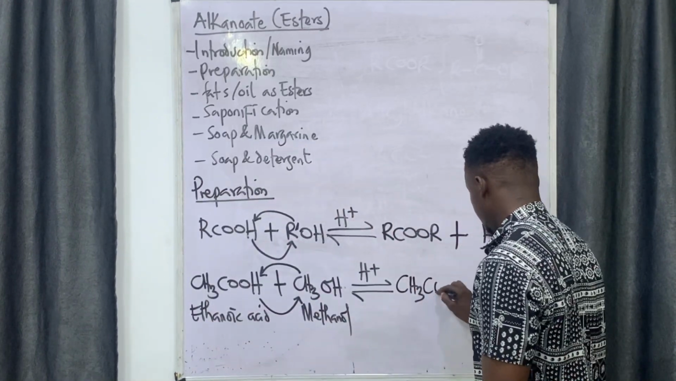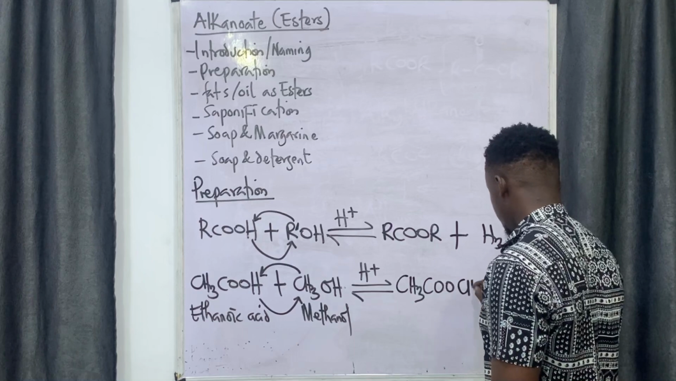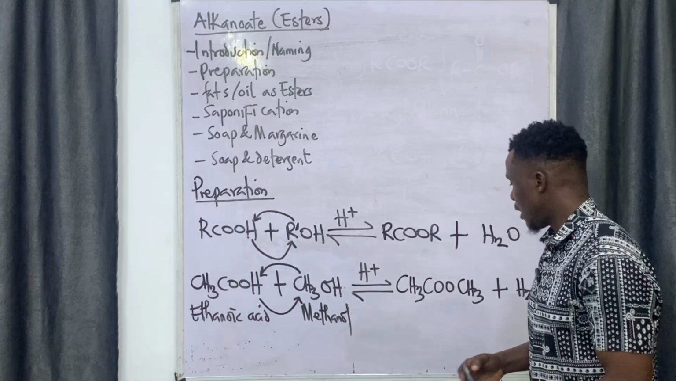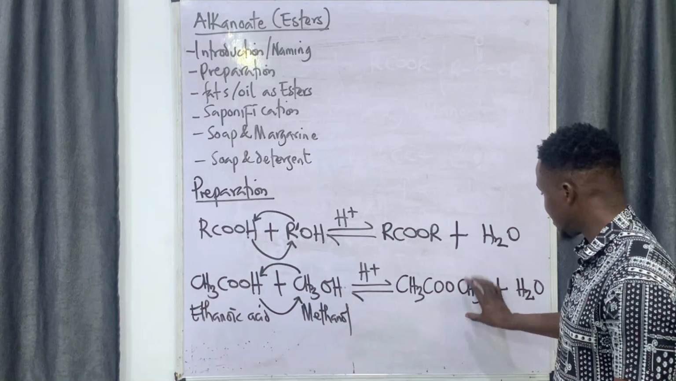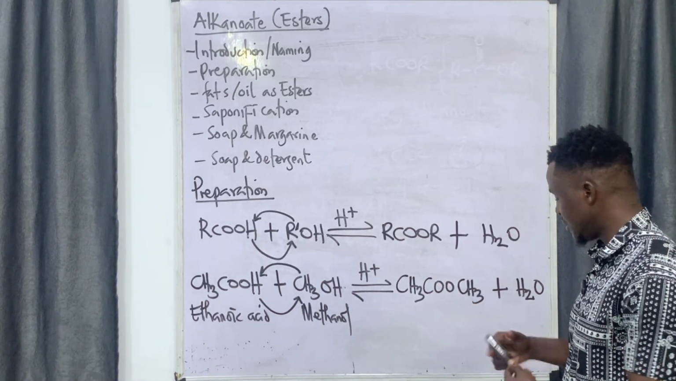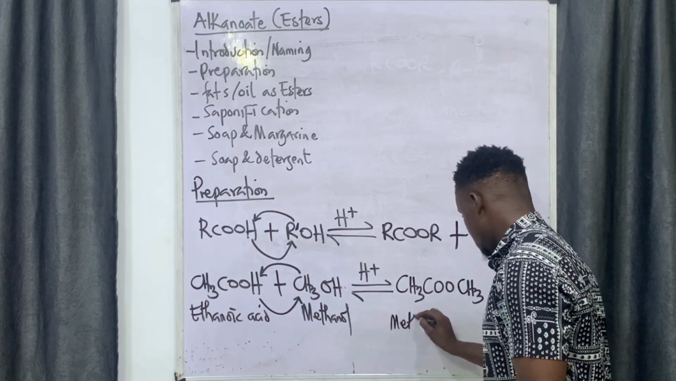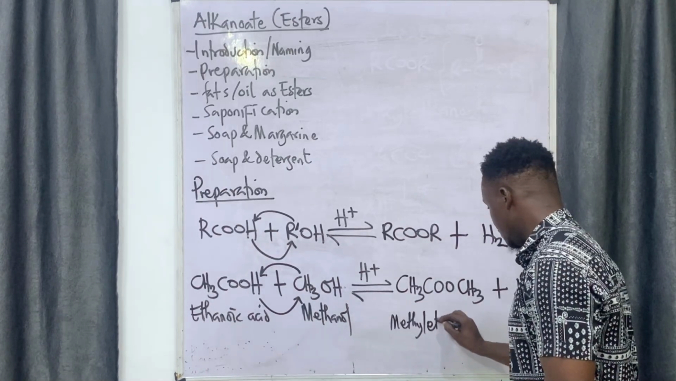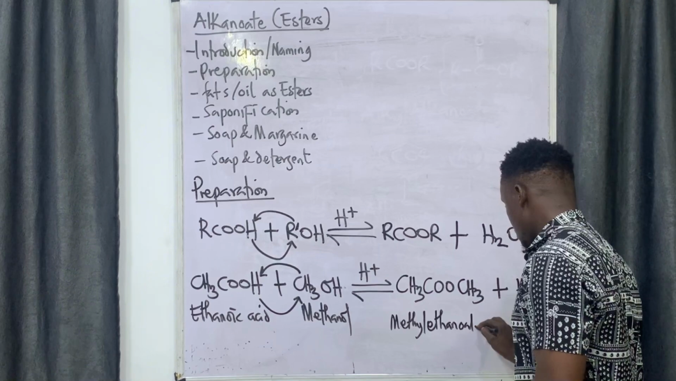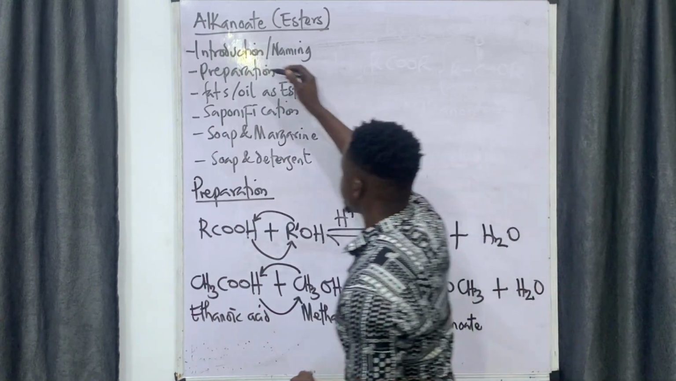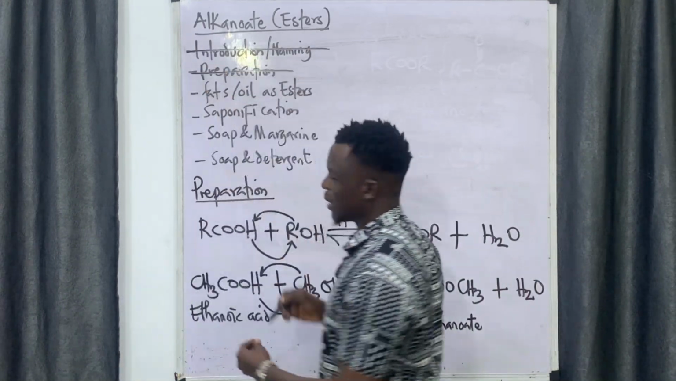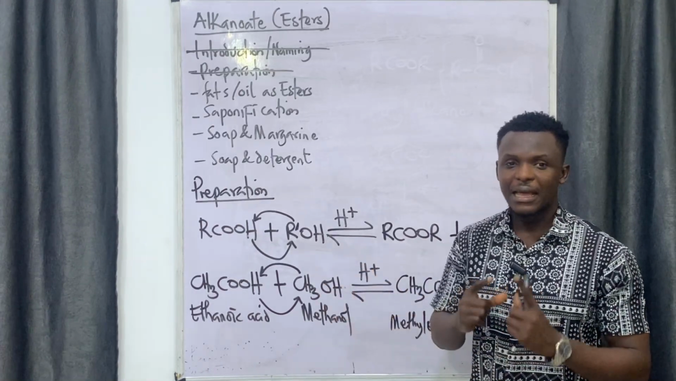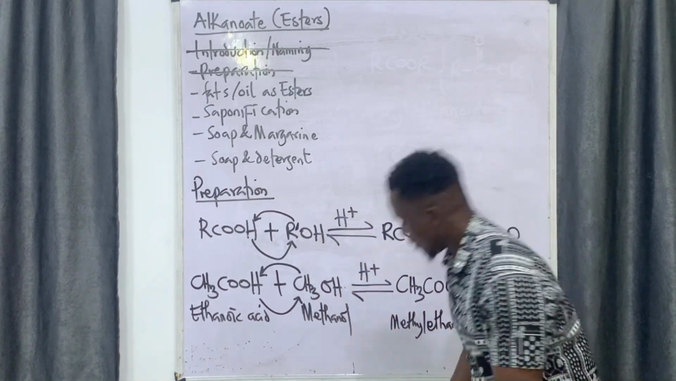CH3, now if you want to name this, the right hand side is 1 carbon alkyl, so this is methyl. The left hand side is 2 carbon alkanoate, so this becomes methyl ethanoate. So that is how we can prepare ester. The process of ester production or preparation is known as esterification reaction. Okay.